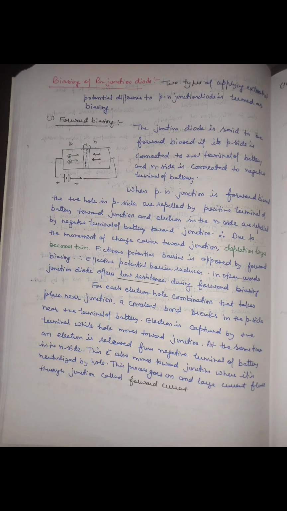When p side is connected to positive terminal of battery and n side is connected to negative terminal of external battery, then junction diode is said to be forward biased. Forward biasing also compels the charge carrier to move toward the junction. Therefore, the depletion layer becomes thin. In other words, junction diode offer low resistance during forward biasing. Current flows due to majority carrier is called forward current.